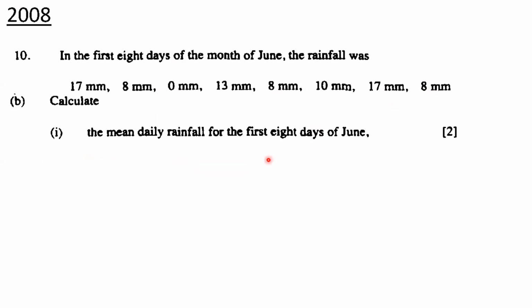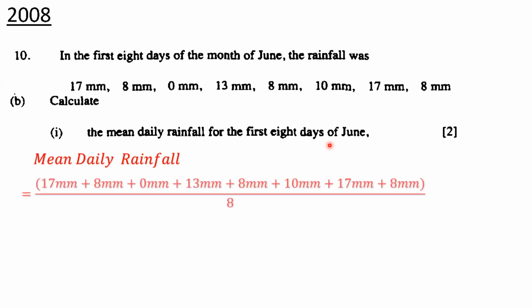Okay, now we want to figure out the mean daily rainfall for the first 8 days. Well, mean is, take the sum of all of the measurements and divide it by the number of days. And so it's going to be 17 plus 8 plus 0 plus 13 plus 8 plus 10 plus 17 plus 8, all divided by 8. And so it's going to be 81 divided by 8, which is going to be 10.125 millimeters. And that's going to be the mean daily rainfall.